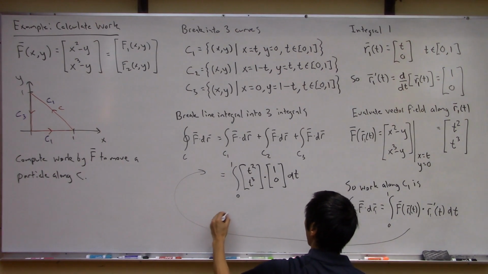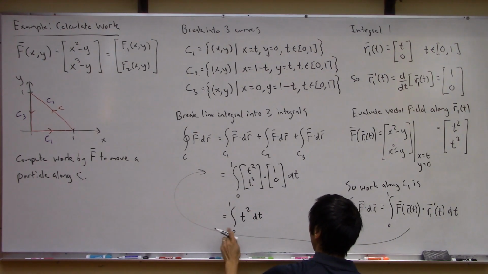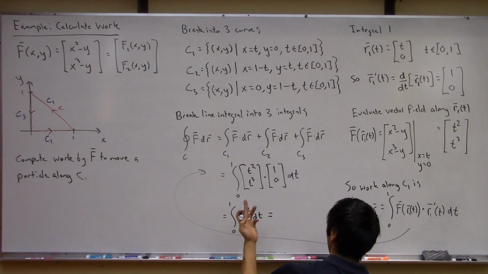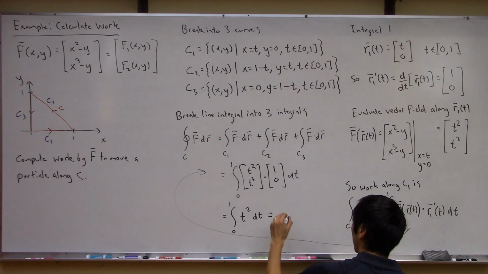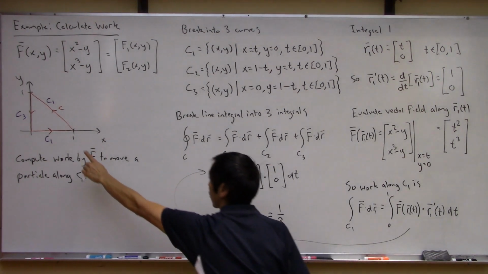Great, and you look at that, it actually becomes pretty easy. This becomes just t squared dt, from 0 to 1. If you evaluate this, that is pretty simple at this point. I think you end up with 1/3. Okay, so that's the work done for this first curve.